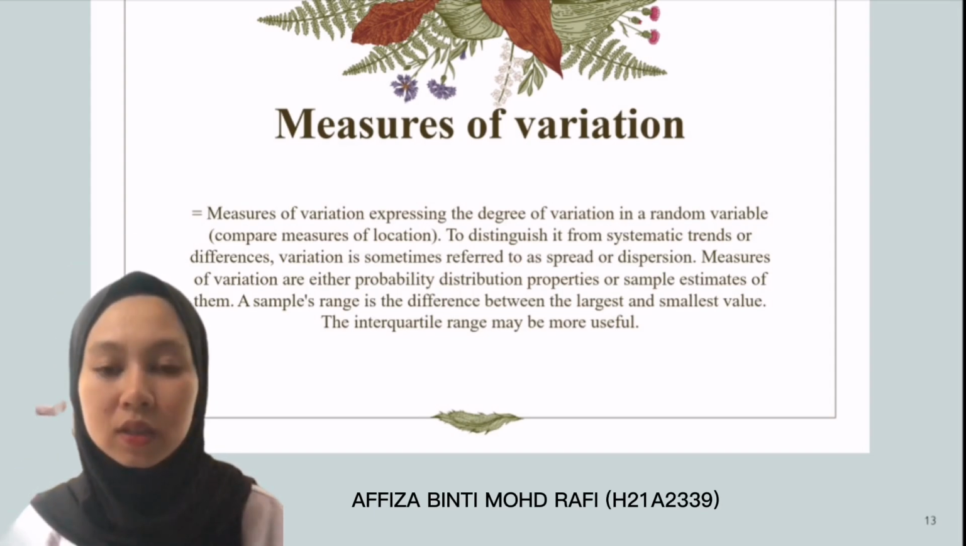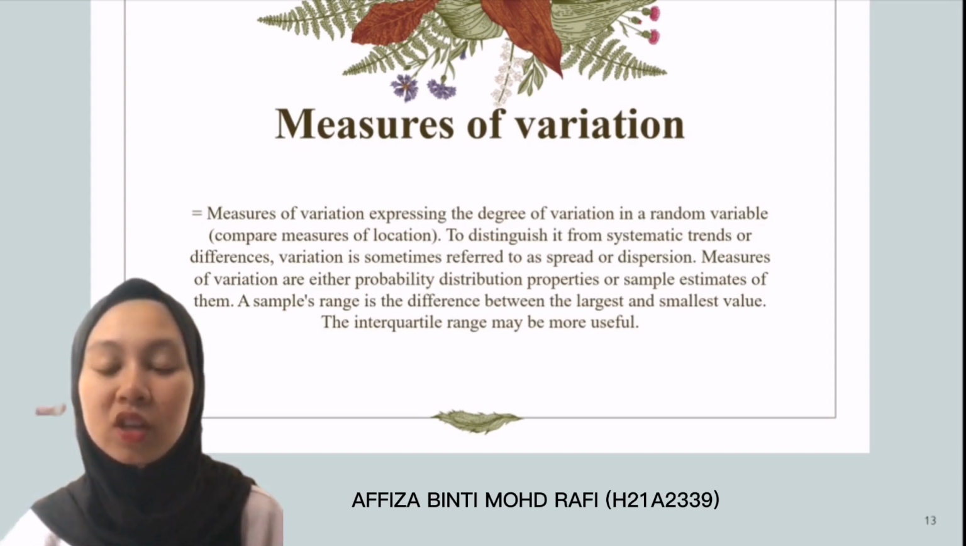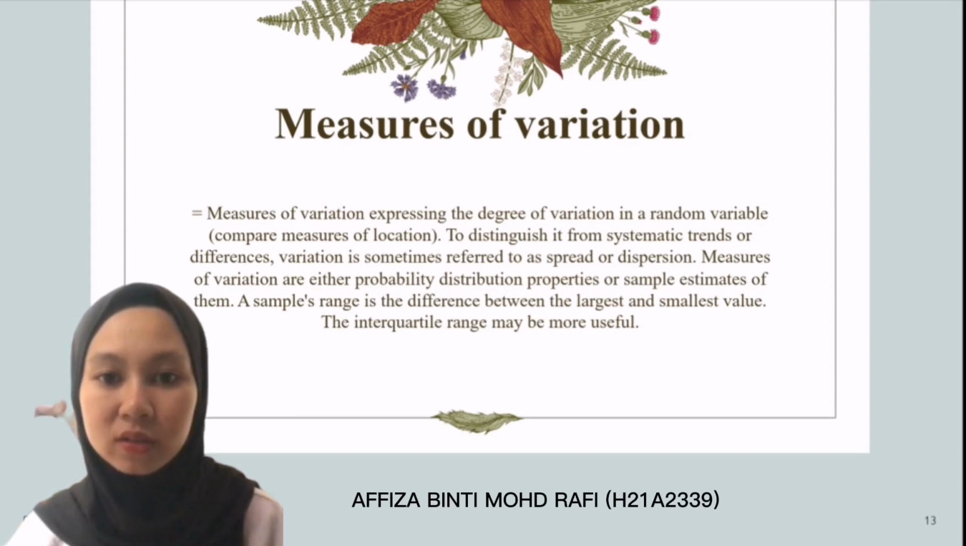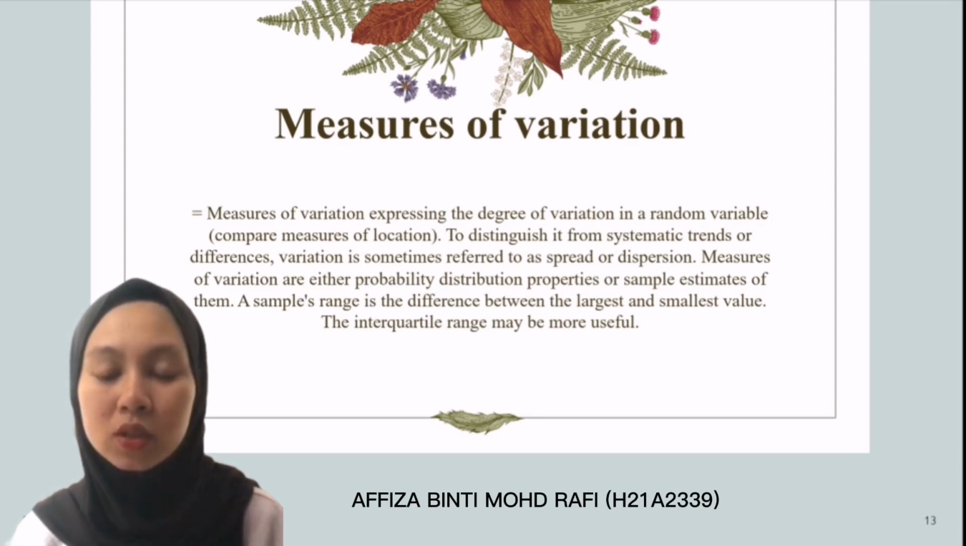Today, I would like to present about measure of variation. Measure of variation expresses the degree of variation in a random variable, compared with measure of location, to distinguish it from systematic trends or differences. A variation is sometimes referred to as spread or dispersion. Measures of variation are either probability distribution properties or sample estimates of them.